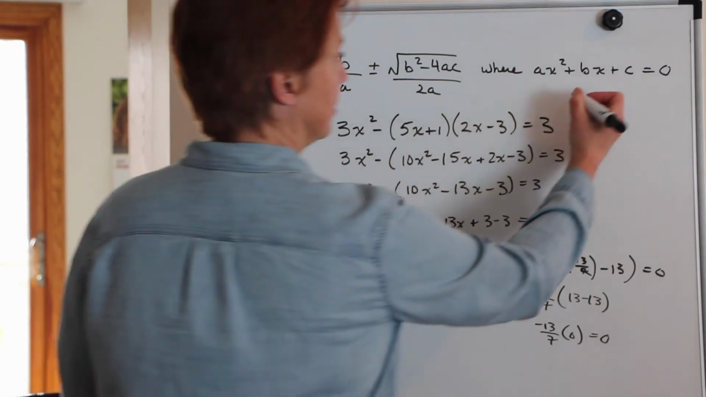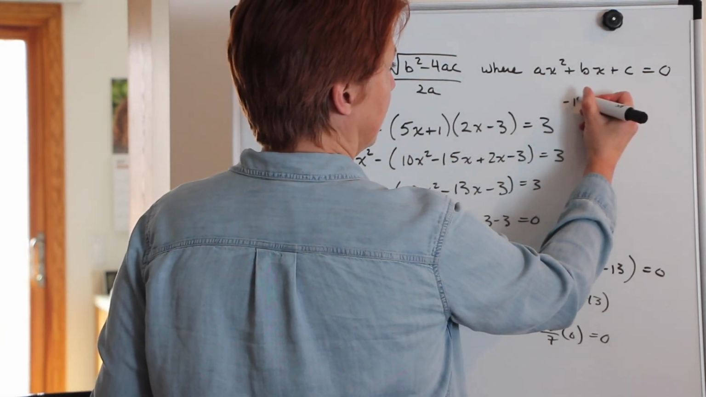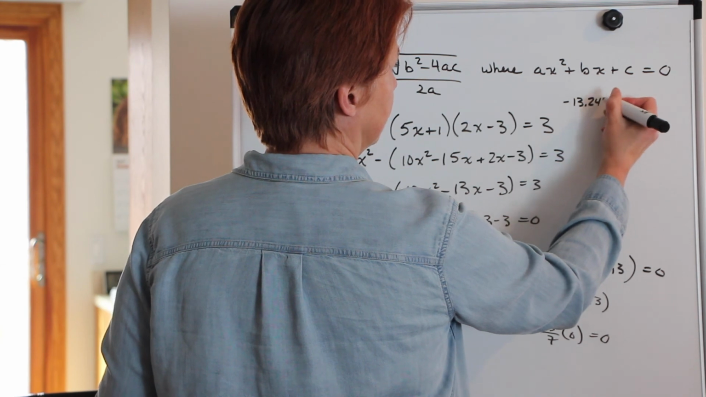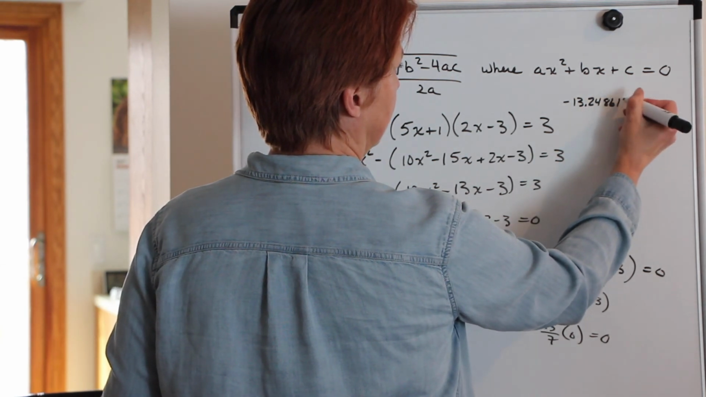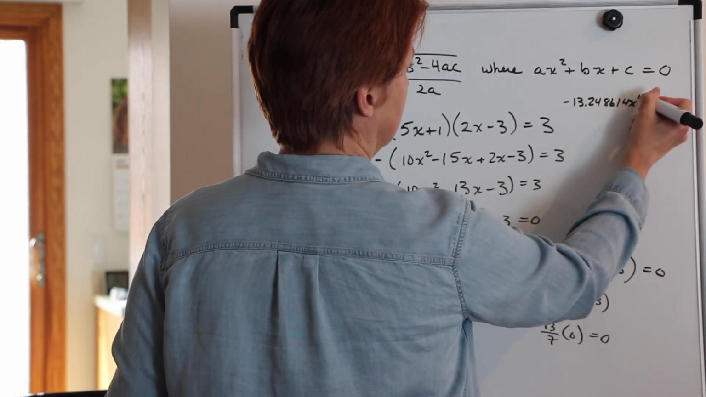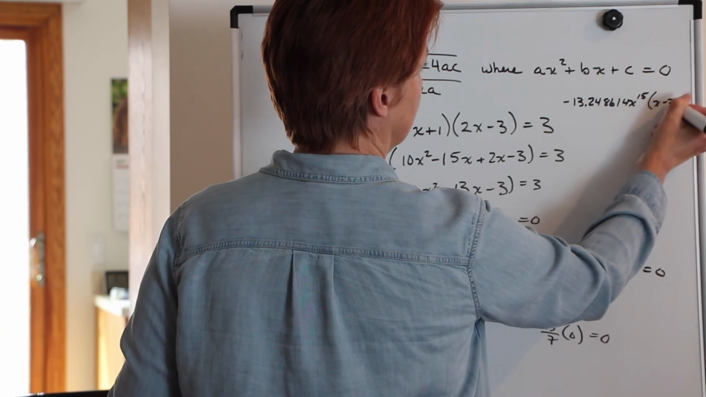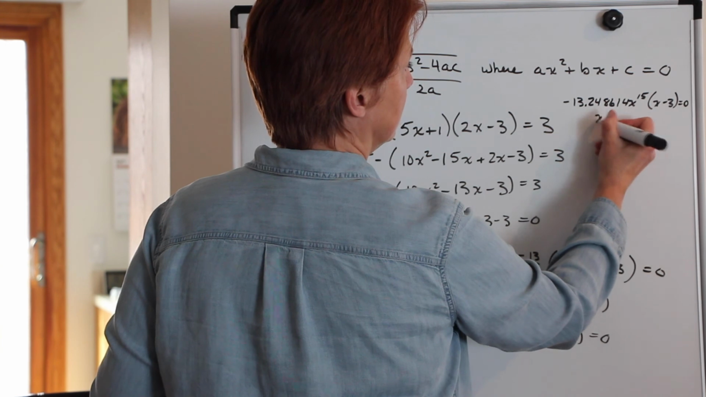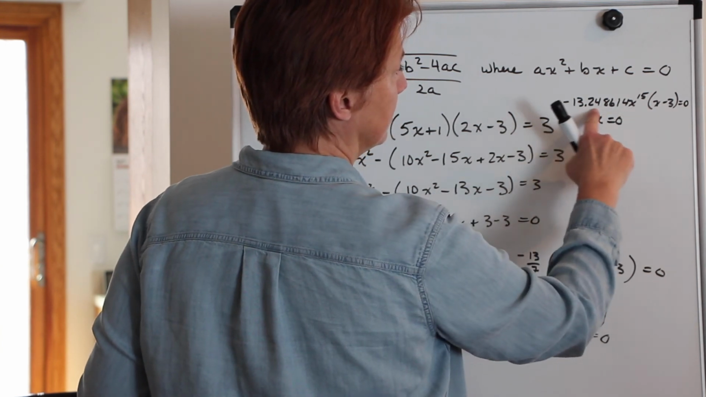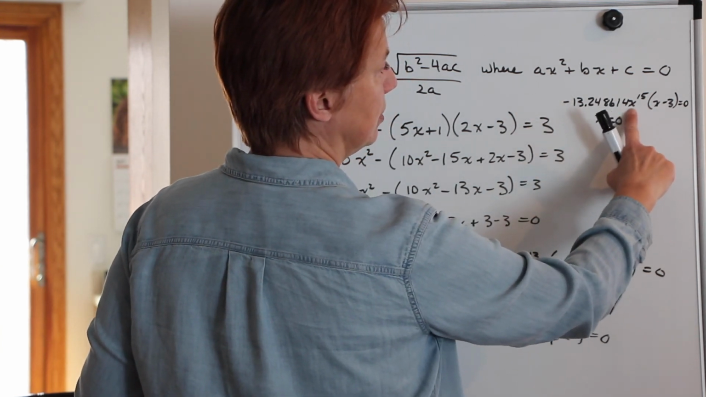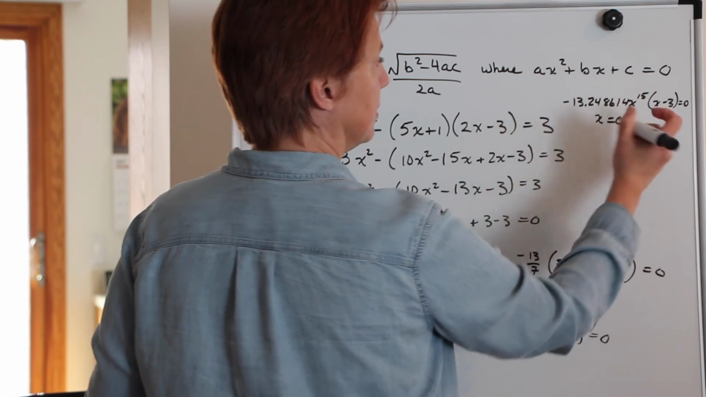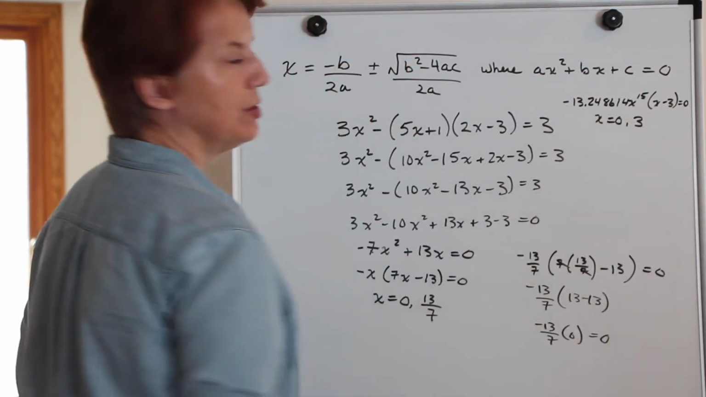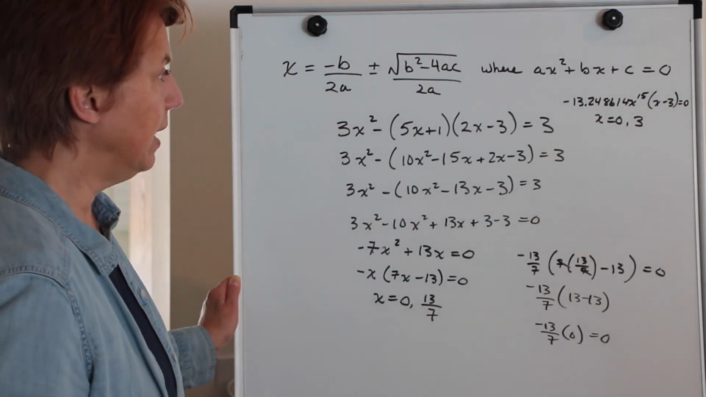So you could have something as goofy as this, negative 13.25 or 248614 x to the 15 and x minus 3 equals 0. And your two zeros are 0 from this one, okay? Because if you put 0 in there, that whole thing's equal to 0. And the other 0 is 3. Those are your two solutions, okay?